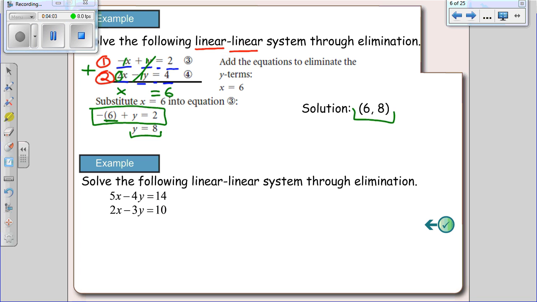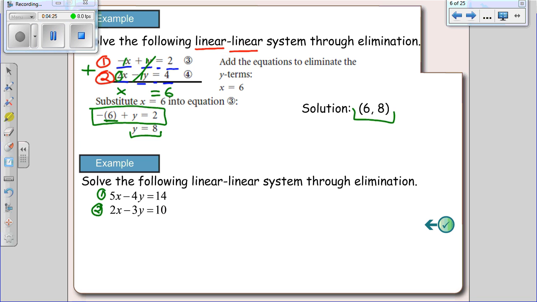Okay, we're going to do the equation right here below. It's another linear equation, meaning that there's no x squared terms. And we're going to try to solve this thing. So, we have 5x minus 4y equals 14 in equation 1. In equation 2, we have 2x minus 3y equals 10.